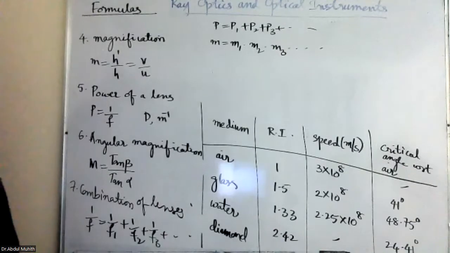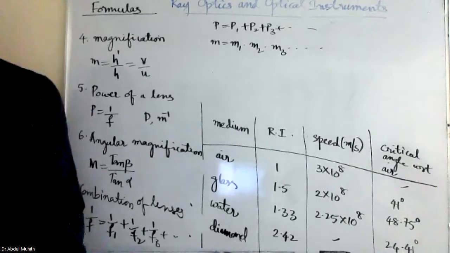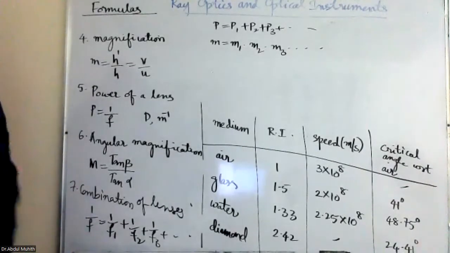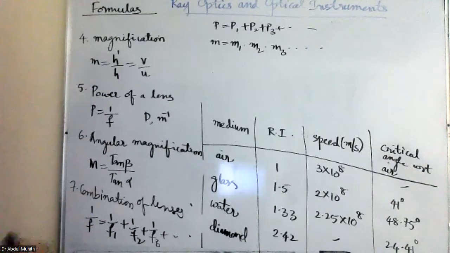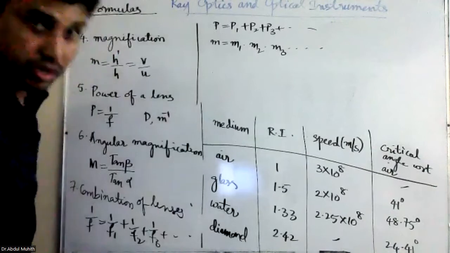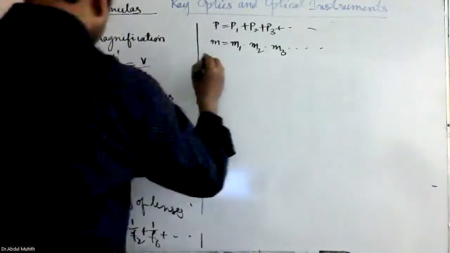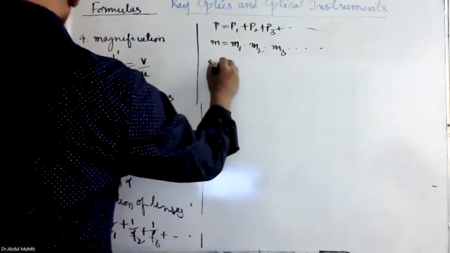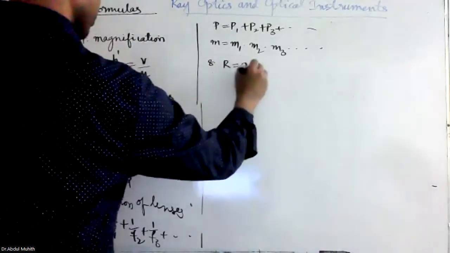Next one, we'll copy some more formulas. For f is equal to what? Very good. Are you understanding, Mr. Ahmad? Yes, sir. Okay, so the 8th one, focal length and radius: f is equal to R by 2. Sorry, R is equal to 2f.